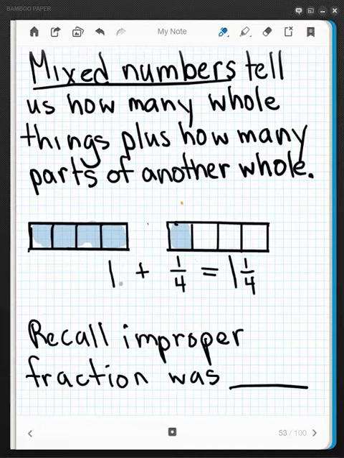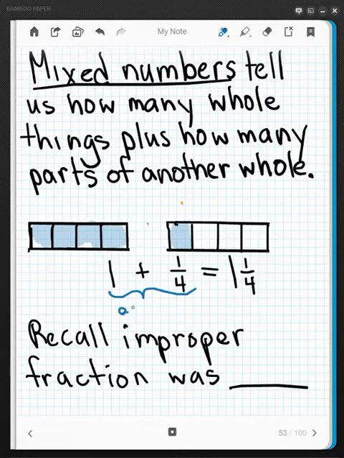So I have one whole thing here. This addition symbol is the word "and," right? I have this one whole thing and I have this one of 4 things. And so this is equivalent to 1 and 1 quarter.